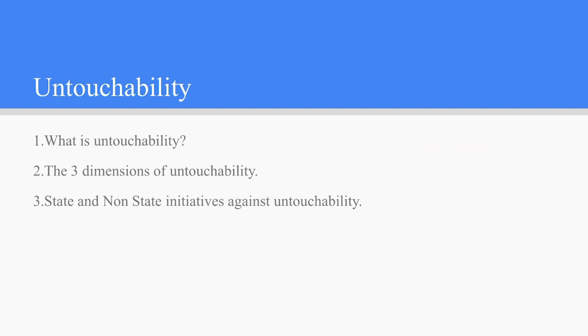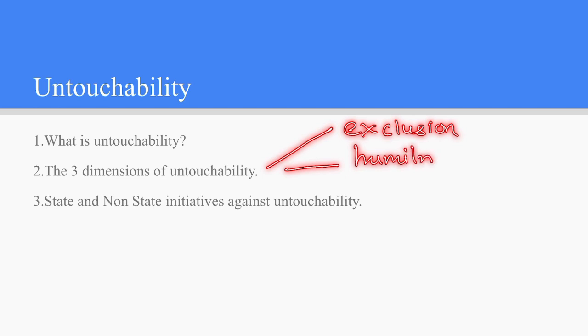Untouchability is an extreme and vicious aspect of the caste system. In fact, the untouchables were considered to be outside the caste hierarchy. Now, there are three dimensions to untouchability. One is exclusion, two is humiliation and subordination, and three is exploitation. Let me go over them one by one.